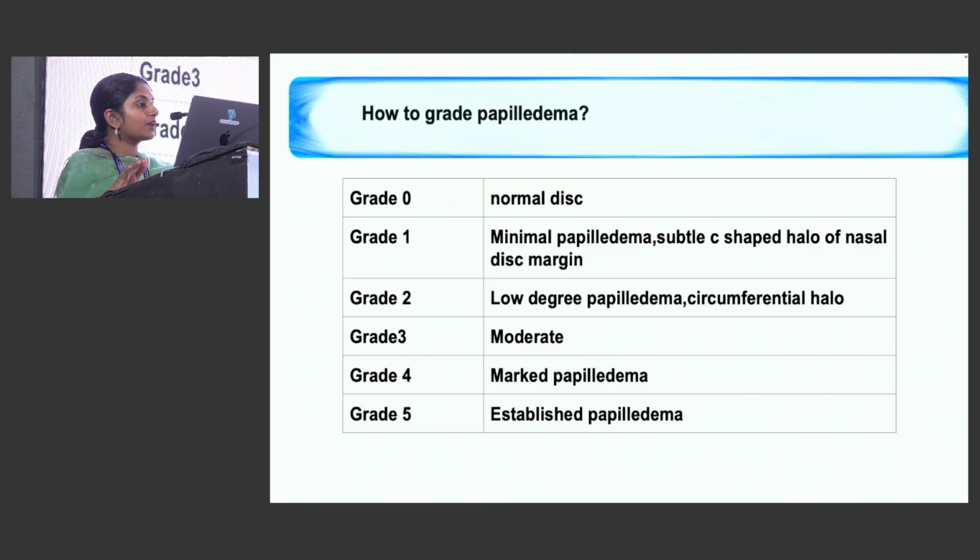It ranges from grade 0 to grade 5, whereas grade 0 is a normal disc. Grade 1 is a nasal C-shaped halo. Grade 2 is a circumferential halo. Grade 3 is moderate, with mild obscuration of the blood vessels over the disc. Grade 4, marked papilledema with obscuration of one or more of the major blood vessels of the optic disc. And grade 5, almost all of the blood vessels over the disc are obscured.